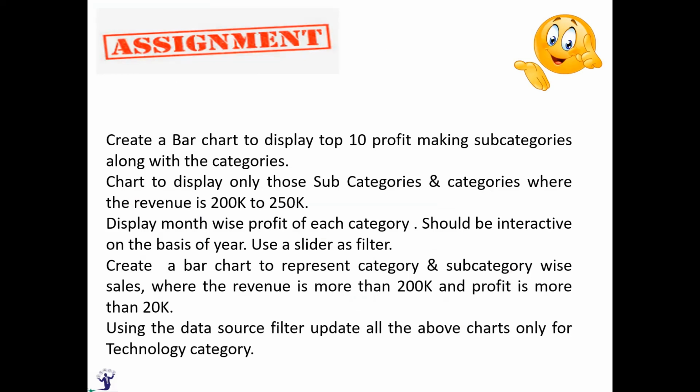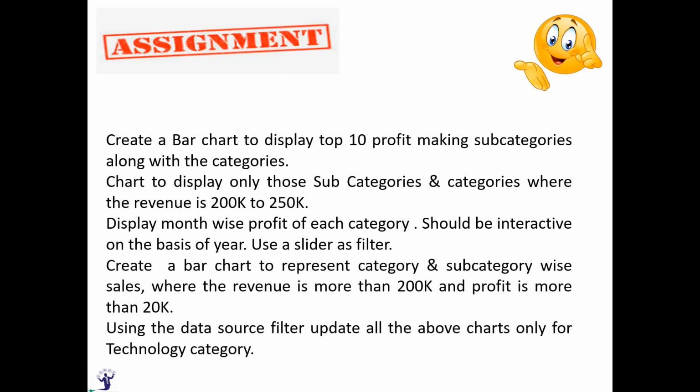Display month-wise profit for each category, which should be interactive on the basis of year. Use slider as a filter. Then create a bar chart to represent category and subcategory wise sales where the revenue is more than 200,000 and the profit is more than 20,000. Similar to the second one, but in the second question, you have to put the condition on the sales only. But here you are putting the condition on two things, that is the sales and the profit.